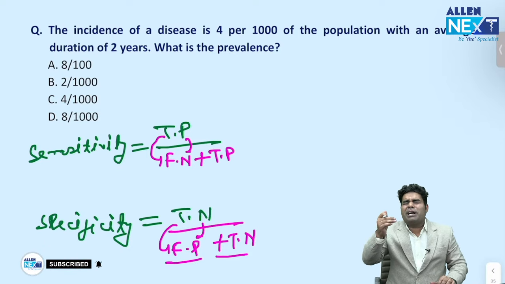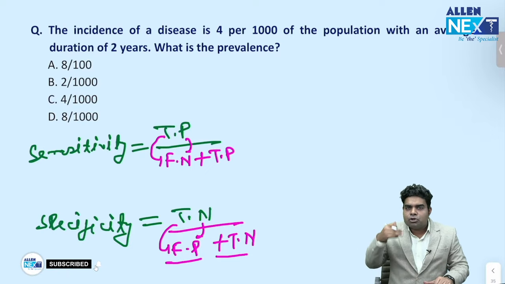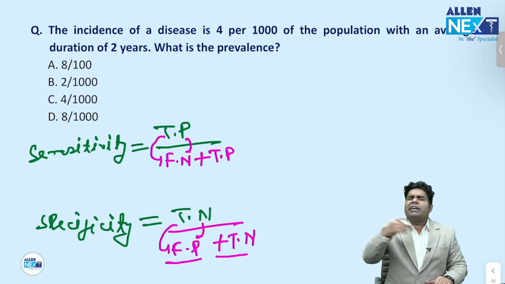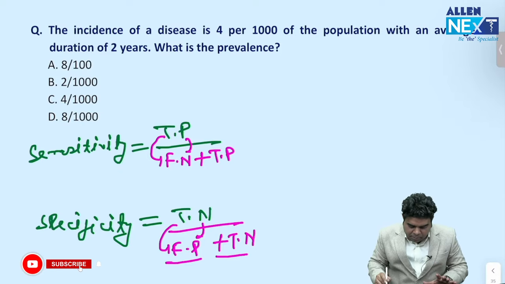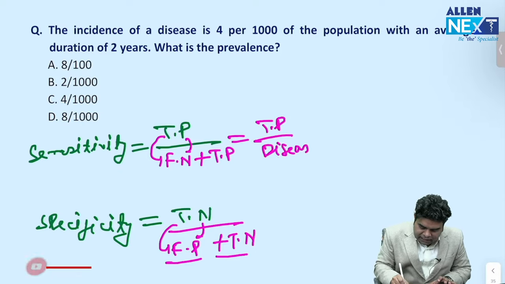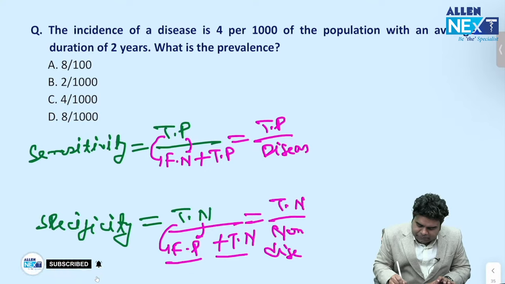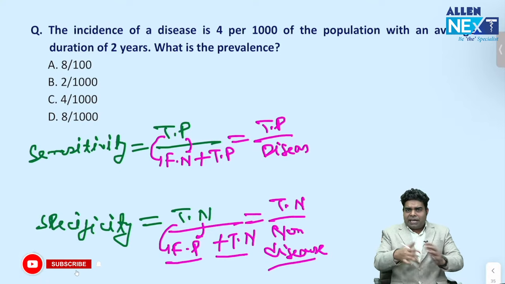Sensitivity: true positive, and denominator is just opposite of that. So, true positive by true positive plus false negative. And specificity is true negative by true negative and just opposite of that, false positive. So, like that you can always remember. Plus, we can also remember it like this: true positive by disease is sensitivity, and true negative by non-disease is specificity.